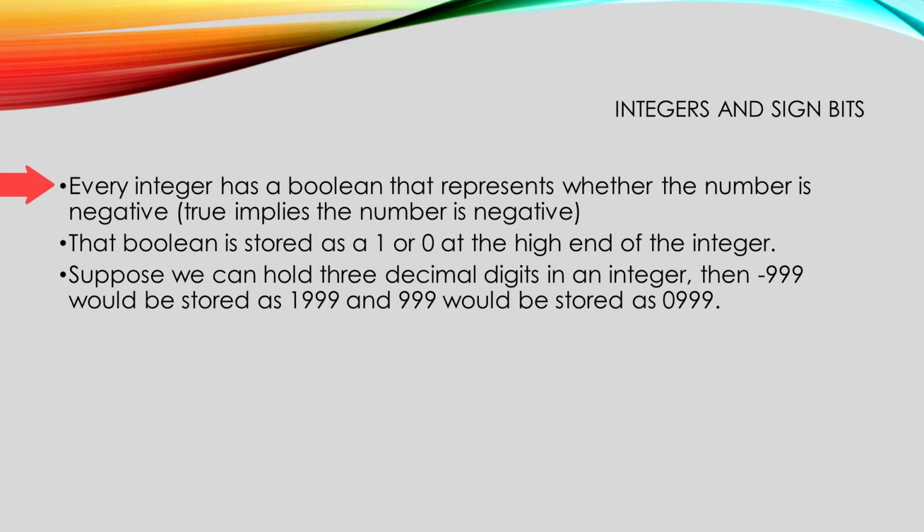When we store a number, we must have a place to hold whether it is negative or positive. Essentially, we need to be able to store whether the number has a negative sign. We store that as a 1 or a 0 at the left side of the integer. If we pretend that an integer in our machine can hold 3 decimal digits, so we have a range of negative 999 to positive 999, negative 999 would be stored as 1999, and positive 999 would be stored as 0999.